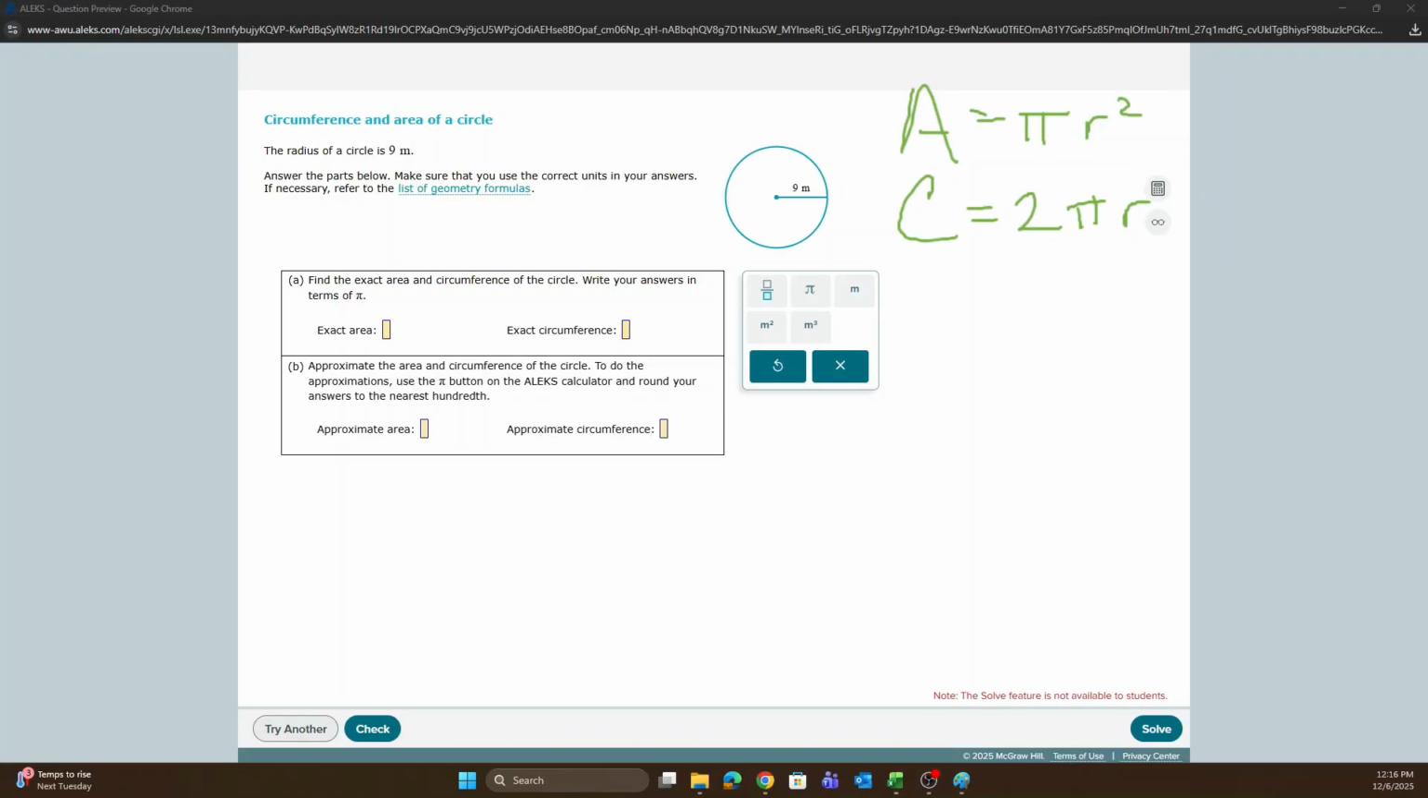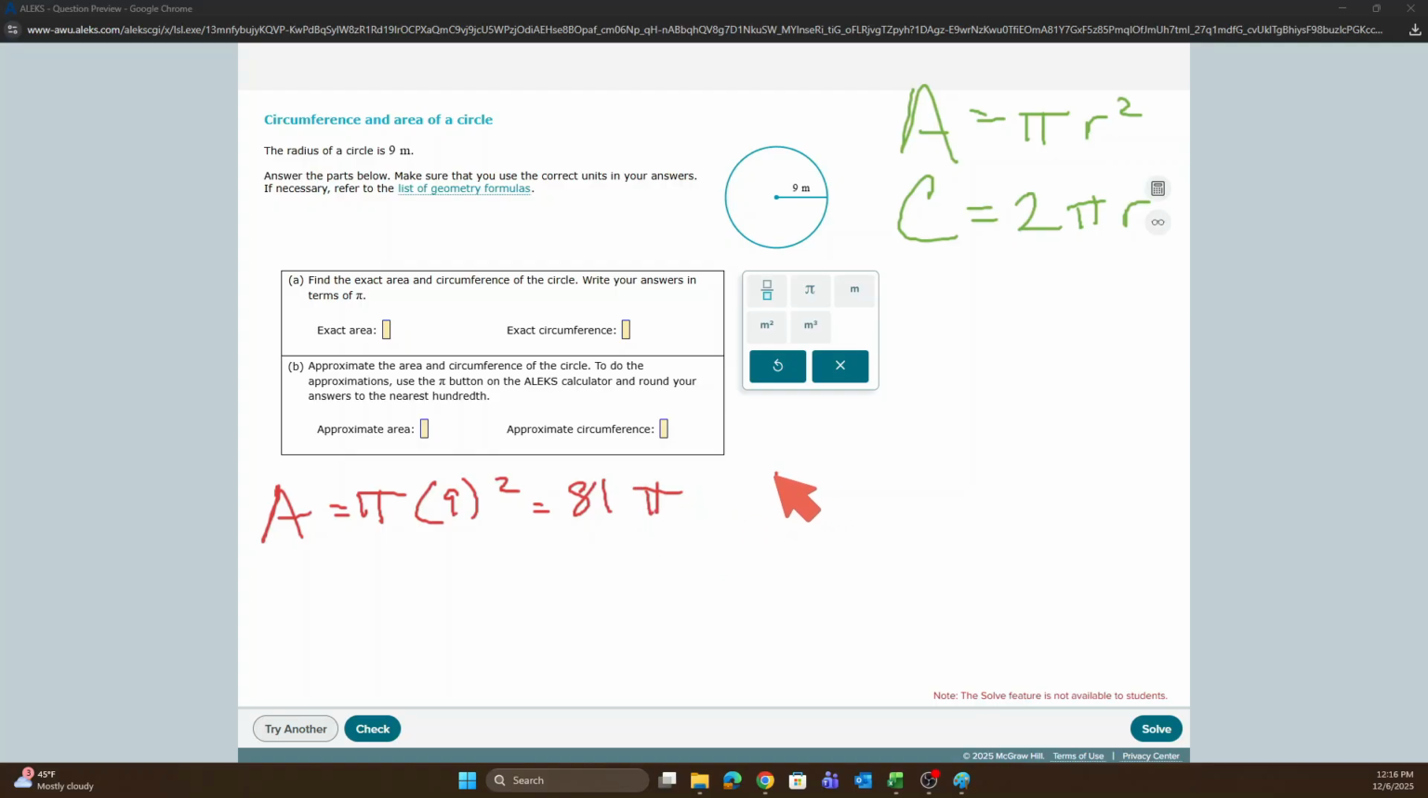Alright, so for our first problem here, we have the circumference and area of a circle. We start off with our radius of 9, and we have our 2 primary equations we need to remember. Area is pi r squared, and circumference is 2 pi r. So we want to start off with these 2 bits of information here. We're going to say A equals pi times 9 squared, and this is 81 pi. So that's our area to start.